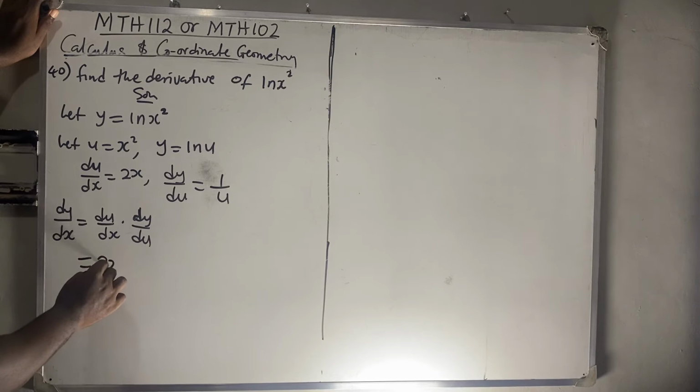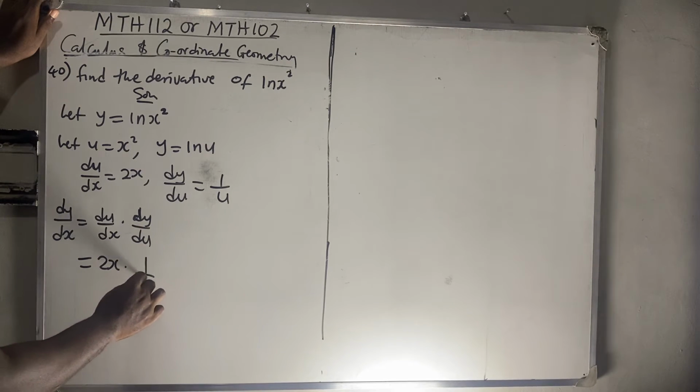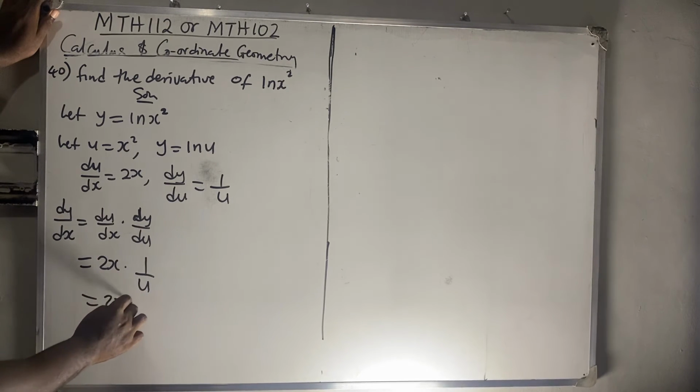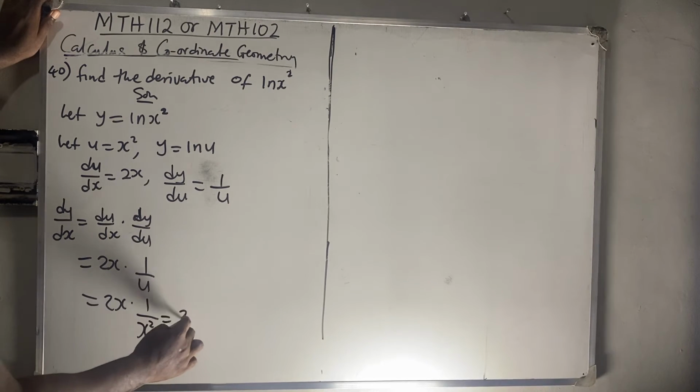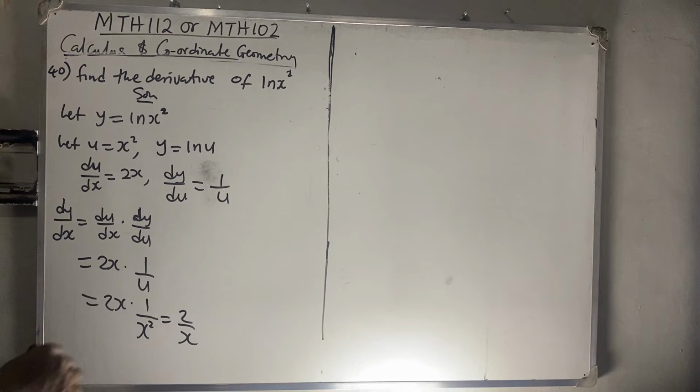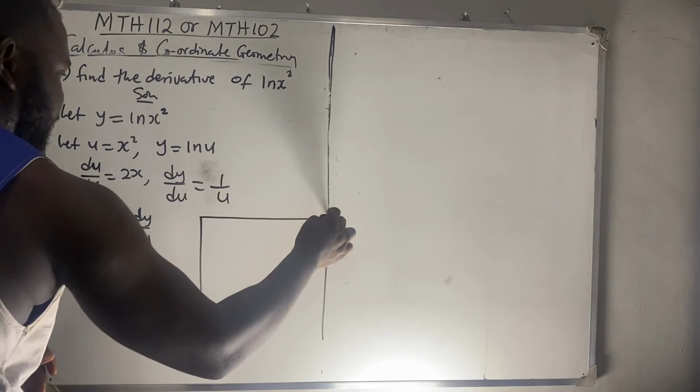So this is equal to 2x multiplied by 1 over u, which is 2x multiplied by 1 over x squared. So which is giving me just 2 over x. As simple as that. Now this is a long method if it is theory.